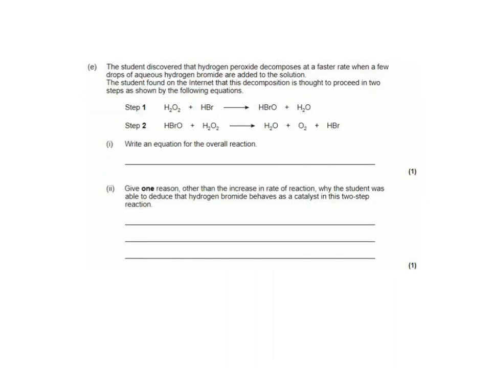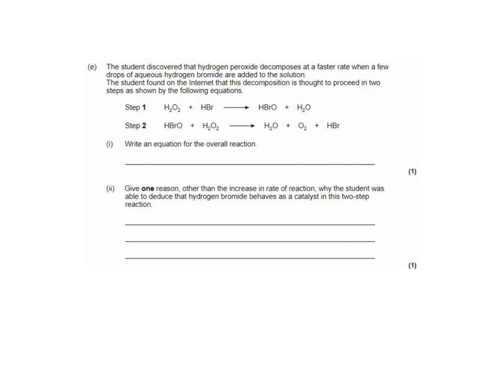Okay, so the last question. The student discovered that hydrogen peroxide decomposes at a faster rate when a few drops of aqueous hydrogen bromide are added to the solution. The student found on the internet that this decomposition is thought to proceed in 2 steps as shown by the following equations. Step 1, H2O2 plus HBr makes HBrO plus H2O, and HBrO plus H2O2 makes H2O2 plus HBr. Write an equation for the overall reaction.